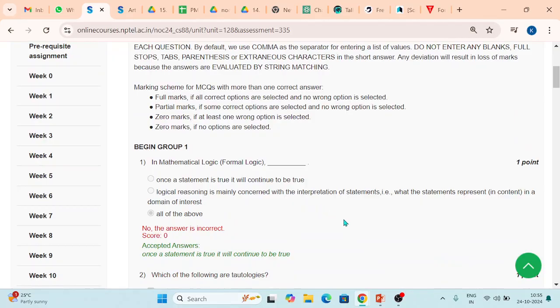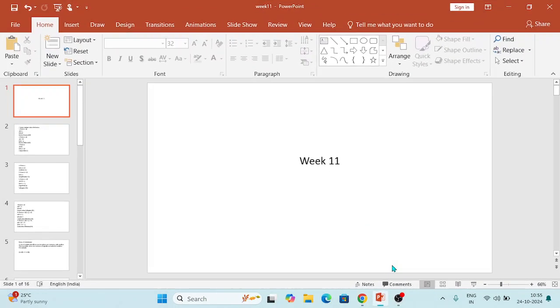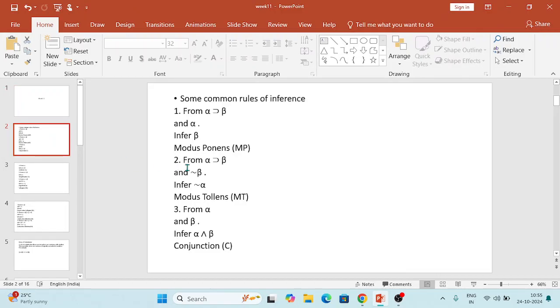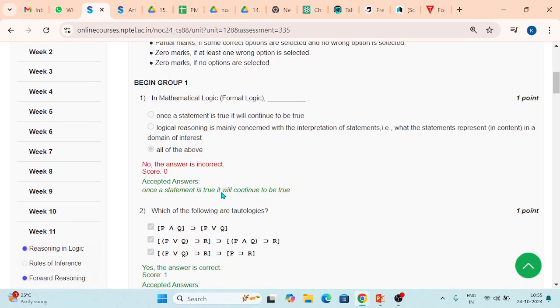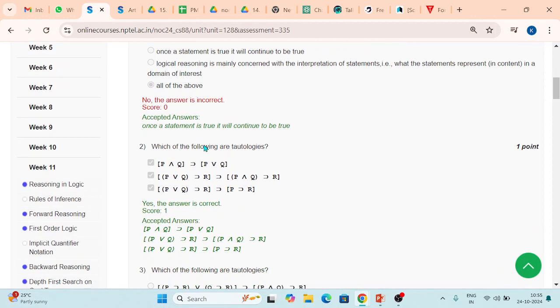So before going to week 11, you need to remember some of the common rules of inference before answering the questions. Okay, so these are all the theory questions. Theory questions we are not discussing, and this one is: which of the following are tautologies? It means you need to check whether this is true for all values of p and q. So you need to go through this by using the truth tables.